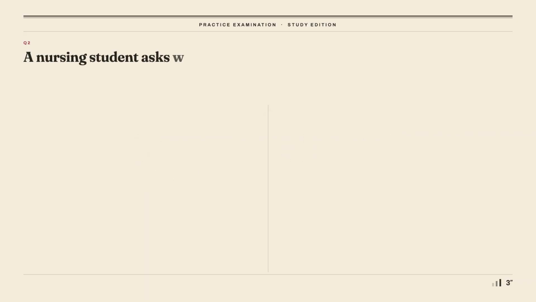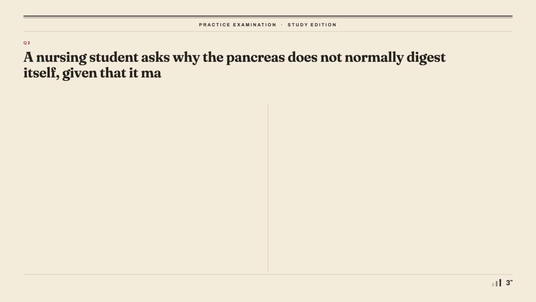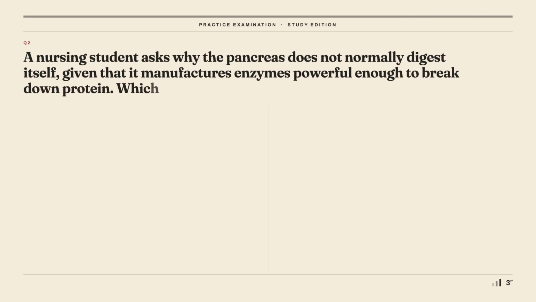Question 2. A nursing student asks why the pancreas does not normally digest itself, given that it manufactures enzymes powerful enough to break down protein. Which explanation is most accurate?